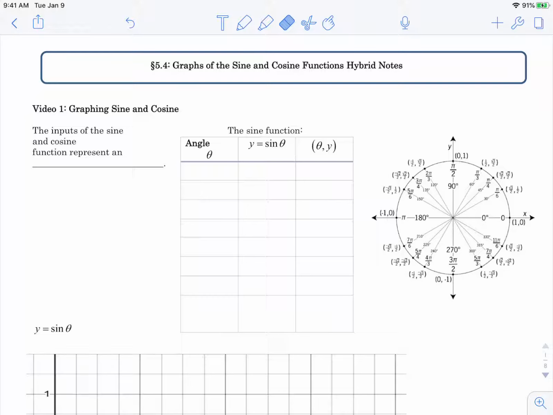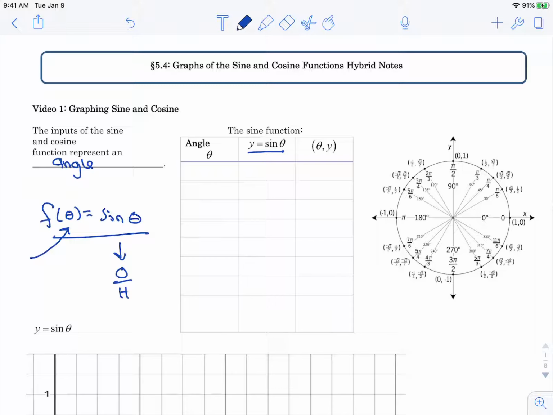So the inputs of sine and cosine functions represent, well, we have to ask ourselves, what are we inputting into our function? So here is our function. This is one way to write it. Another way, if I wanted to use function notation, it looks like this. Those mean the same thing. Our input here is clearly an angle. And then we talked about our outputs being ratios of side lengths. So for sine, it's opposite over hypotenuse.